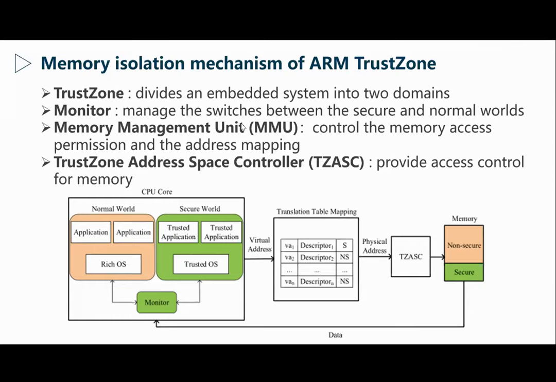We will introduce the memory isolation mechanism of ARM TrustZone. TrustZone divides an embedded system into two domains, the normal world and the secure world. The monitor manages the switches between the two worlds. The MMU controls the memory access permission and the address mapping. TZASC provides access control for memory.